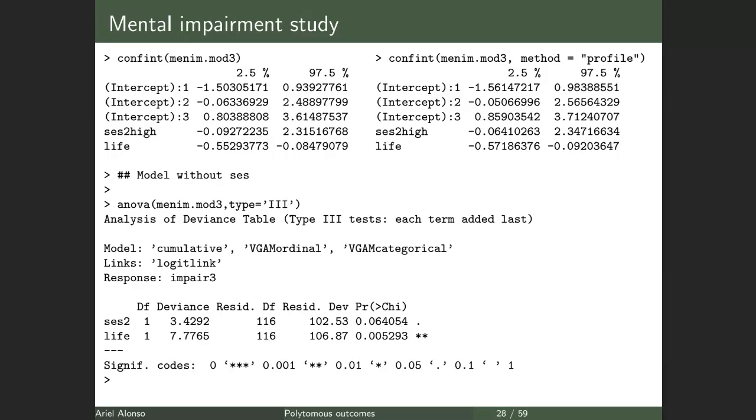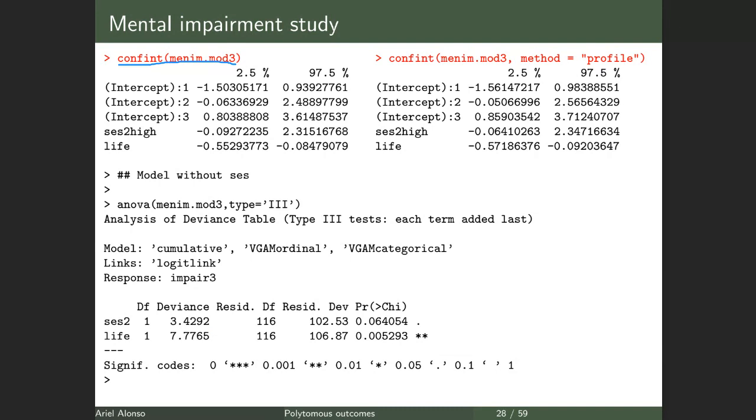So these are the implications of the model. Now you can calculate the confidence intervals like we did before. The default is again the Wald confidence interval. If you want the better profile likelihood confidence intervals, you can obtain them as well.